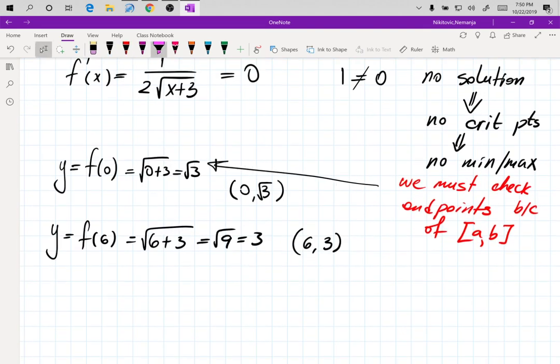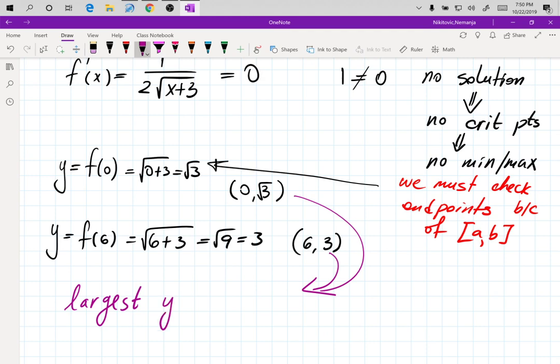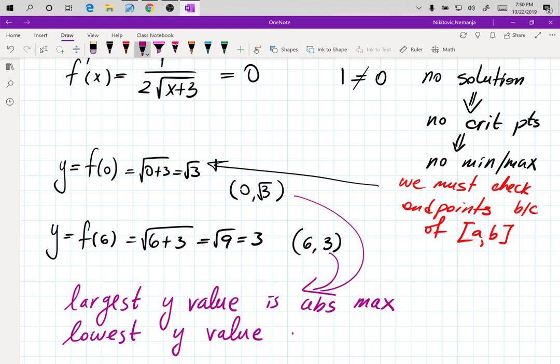When I have these points, let's go like this. Largest y value is ABS max. Lowest y value is ABS min. Now it works because it's on the finite interval. So now it works.